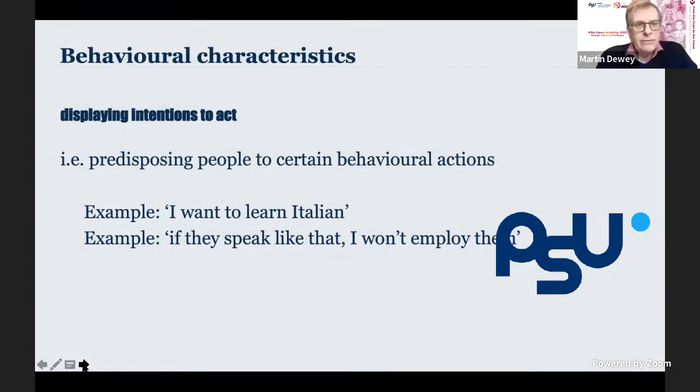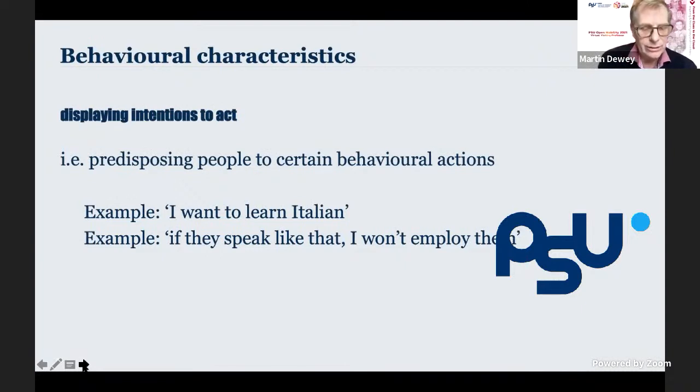And then finally, you have a behavioral response or behavioral characteristics. In other words, we display an intention to act in a particular way when we hear someone speak or when we see someone's written language. So for example, as we said before, with the emotional response, Italian is a beautiful language. Therefore, in terms of my behavioral characteristics, I'd like to start studying Italian. I want to learn Italian. Or in a more negative light, if they speak like that, I won't employ them.